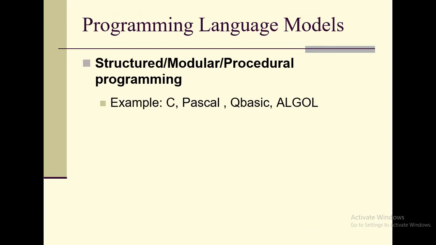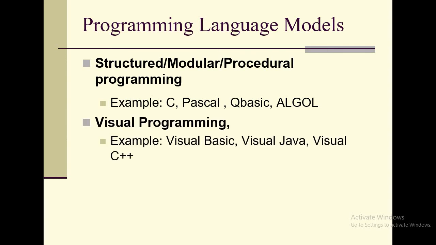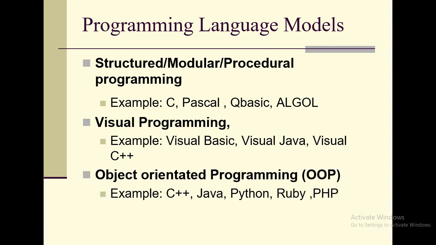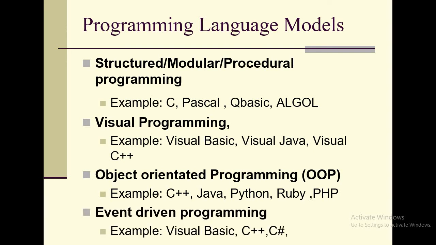There are some programming models, like the structured model. Examples of the structured model are C, C++, Pascal, QBasic, Algol. They are structured or modular or procedural programming. There is visual programming like Visual Basic, Visual Java or Visual C++. Object oriented programming: C++, Java, Python, Ruby, PHP, or event driven programming: Visual Basic, C++. Well, you may notice that C++ is under 2 or 3 categories. That is not a problem.